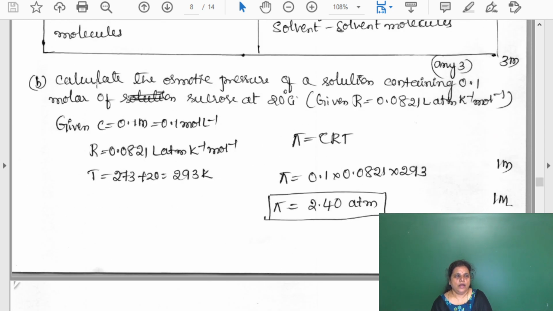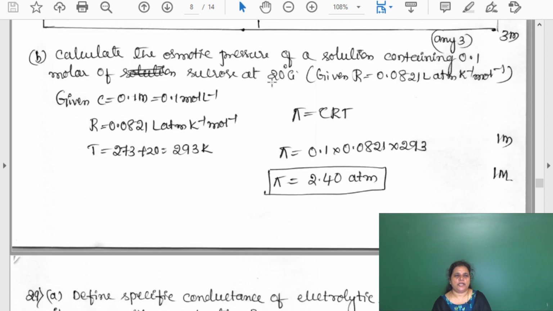Now question number B, calculate the osmotic pressure of a solution containing 0.1 molar of sucrose at 20 degrees centigrade. Temperature is given, concentration is given, 0.1 molar. 0.1 molar means 0.1 mole per liter. R value is given, 0.0821 liter atmosphere per Kelvin per mole. Temperature 20 degree, convert it into Kelvin, 293 Kelvin.